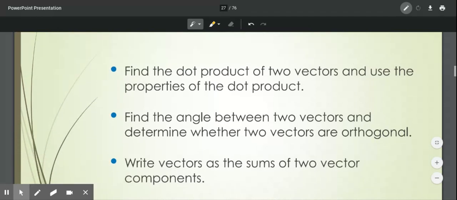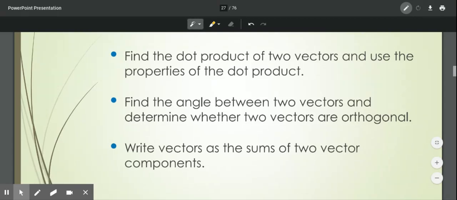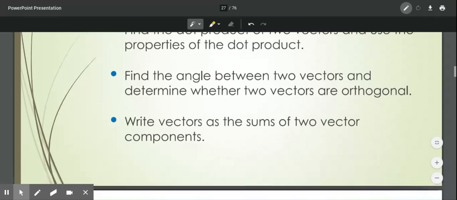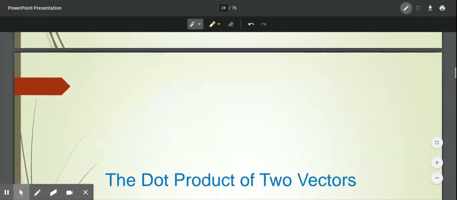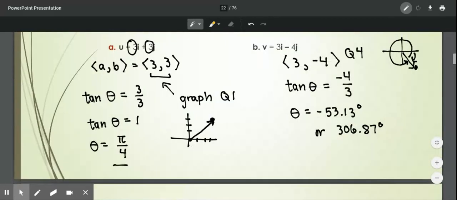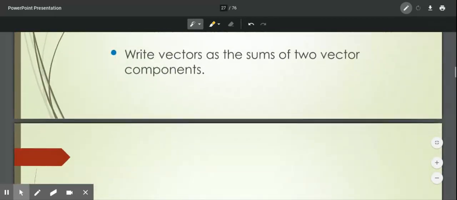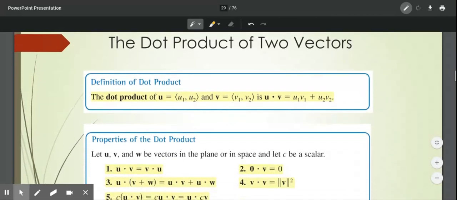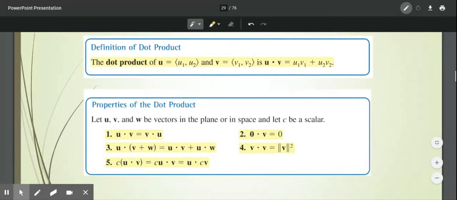So our objectives are to find the dot product of two vectors and use the properties of dot product. And we'll obviously talk about what dot product is and what it does. We'll find the angle between two vectors and determine if the two vectors are orthogonal. So that'll be a new vocabulary word. And then we'll write vectors as a sum of two vector components. Okay, so again, this section's not horrible because it's really just using the formulas from your formula sheet and becoming familiar with those.